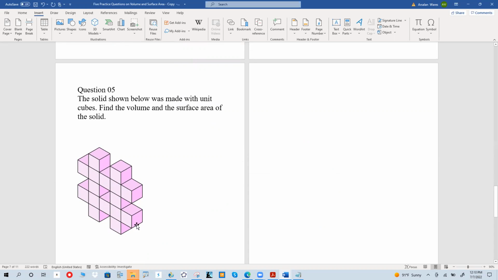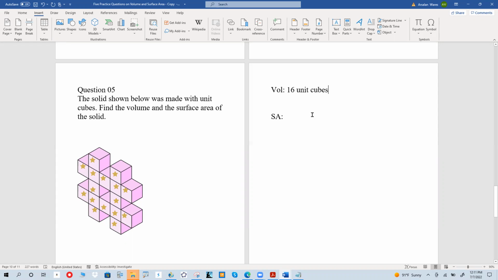So let's try this. How do we find the volume? Well, volume is very easy because it is a bunch of cubes. I'm just going to count them. These are unit cubes. 1, 2, 3, 4, 5, 6, 7, 8, 9, 10, 11, 12, 13, 14, 15, 16. I'm going to write 16 here. Done.